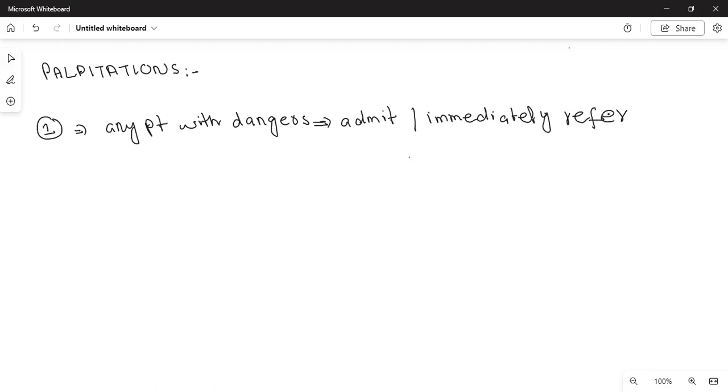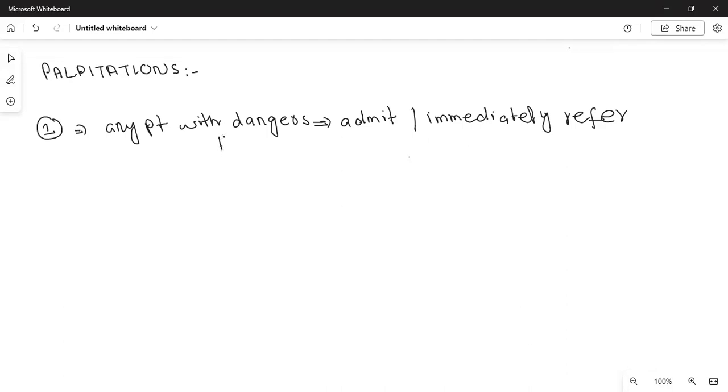Now, this admission or immediate referral will depend upon where you are, okay? If you are in the A&E, then you are going to admit this patient. If you are in the GP, you are going to call the ambulance and immediately take this patient to the hospital. If you are in the GP, but the patient is not face-to-face, the patient is on a video call or a phone call, then you are going to send an ambulance to the patient's home to pick the patient up and take them to the hospital.